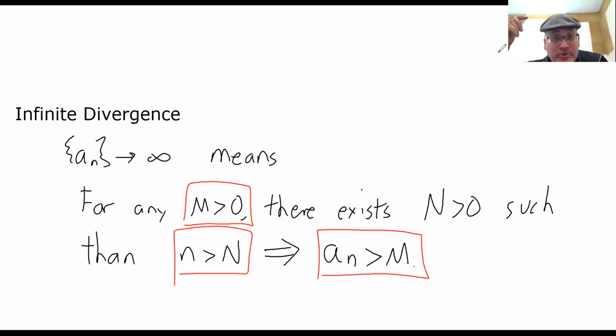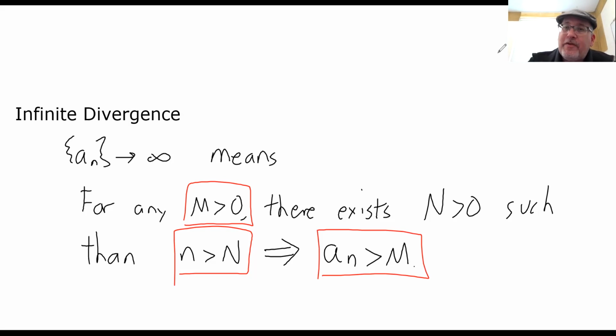So if M were 1,000, then at some point in the sequence I would go beyond 1,000 and stay above there. Or 1,000,000, or above 1,000,000,000, it doesn't matter. That's what it means to approach infinity. At some point, no matter what finite value you pick, your sequence will surpass that and stay above it forever, no matter what boundary you set. That's technically what it means to have infinite divergence.